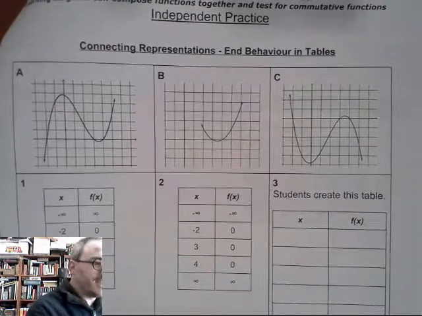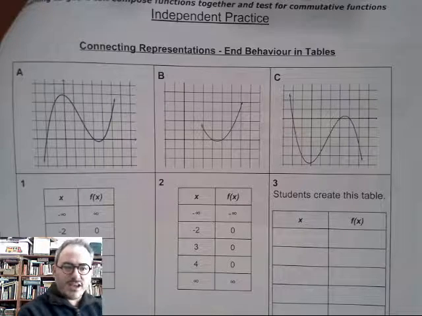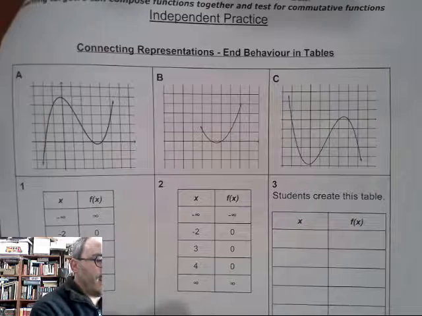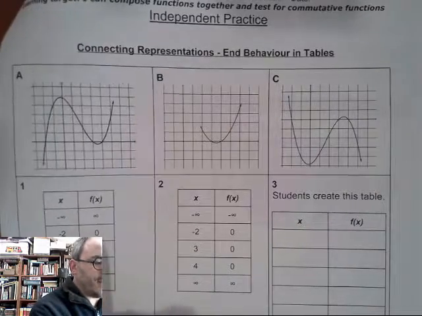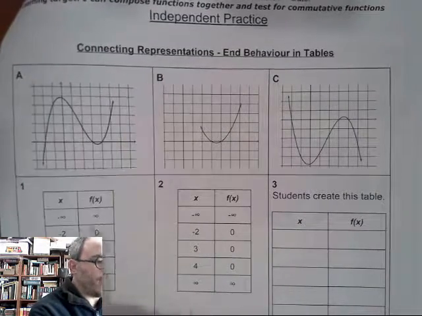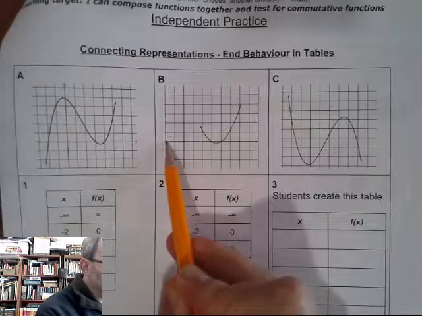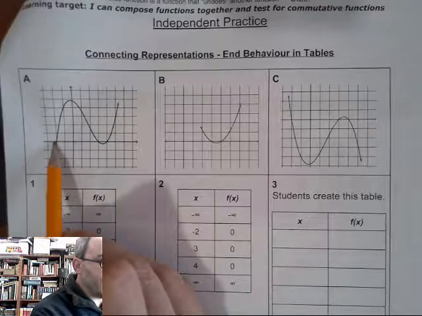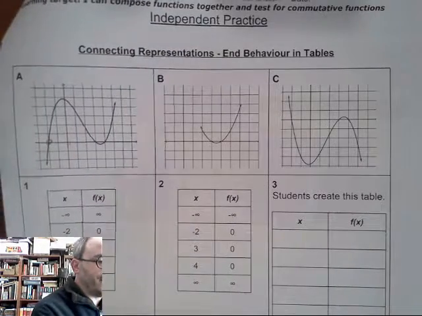All right, now we're going to do the homework. Connecting representations. Which of these representations belong together? So how am I going to do this? I need to find out which one has the coordinate point where x is -2, y is 0. Nope, not there. Where x is -2, y is 0. Yep, that one fits.